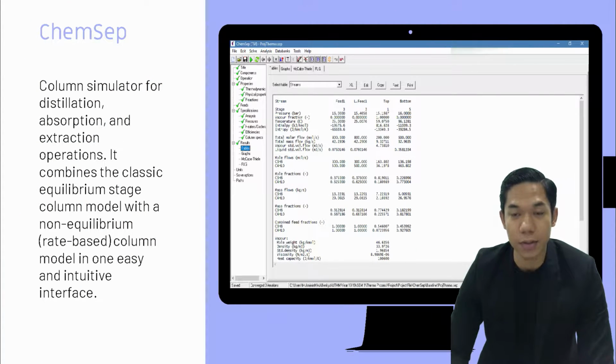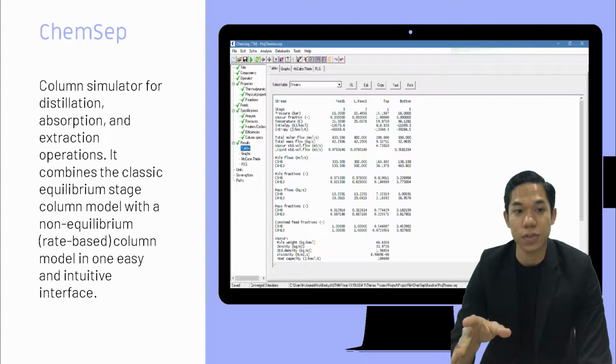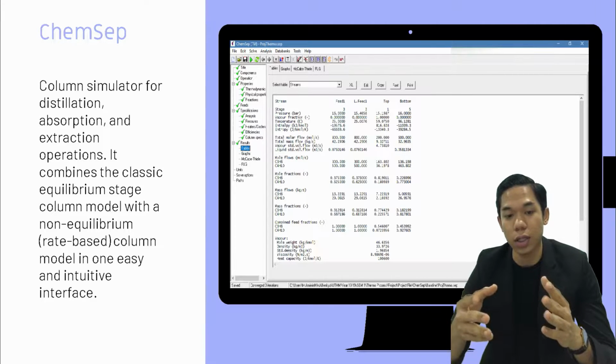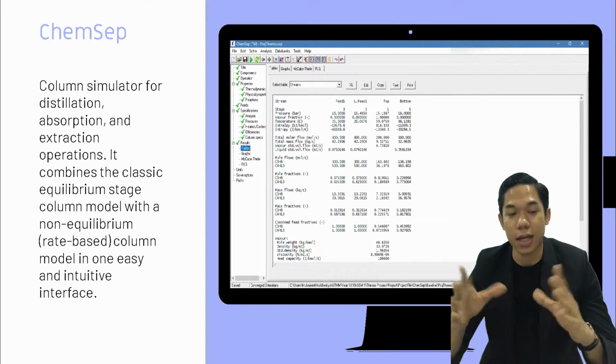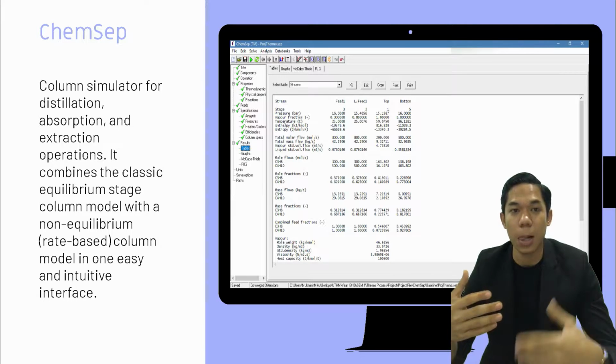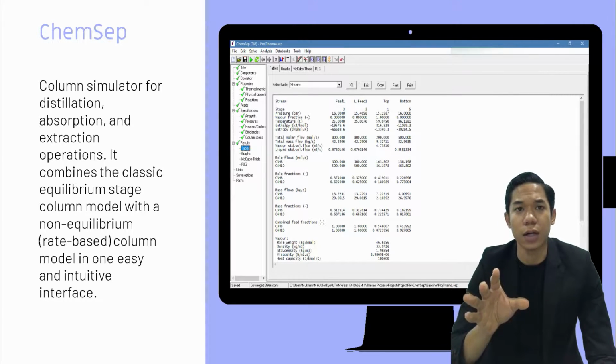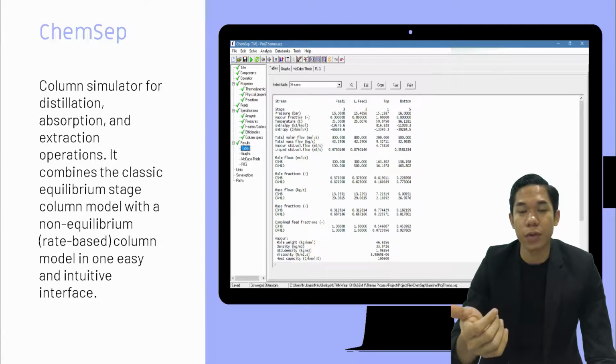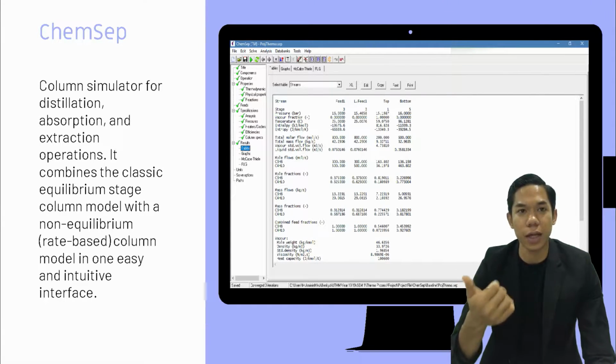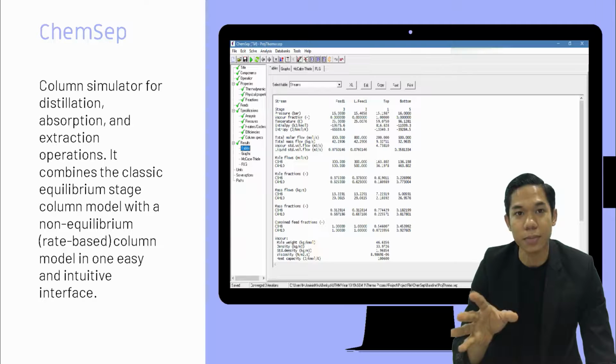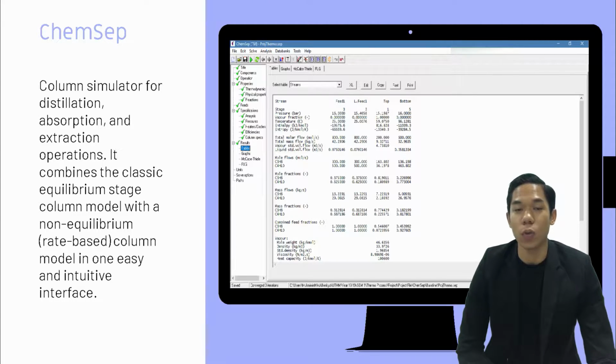For the next slide, the software itself is called ChemSet. If you look at the picture in the slide provided by us, you can see the column simulator for distillation, absorption, and extraction operations. It combines the classic equilibrium stages column model with a non-equilibrium rate-based column model in one easy and intuitive interface.